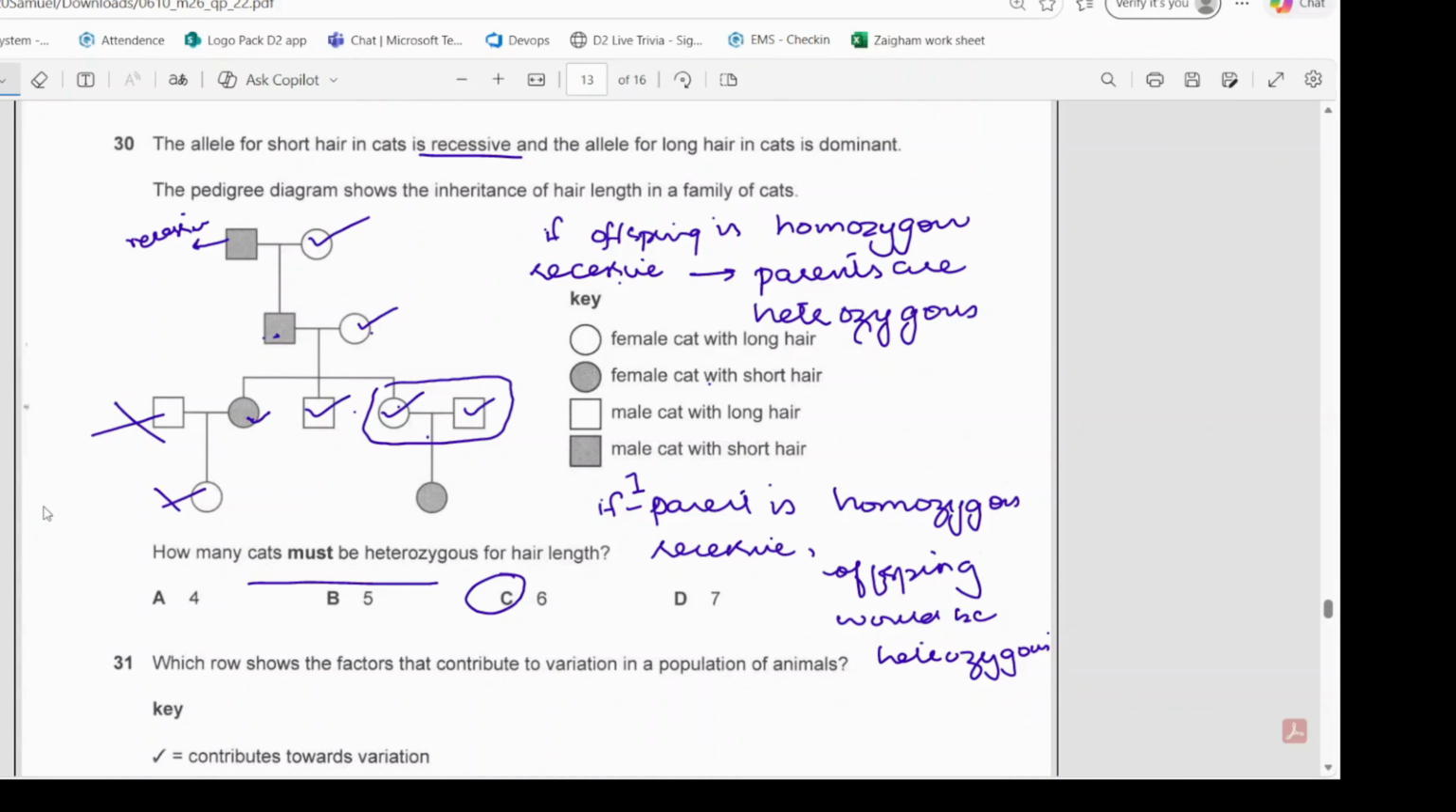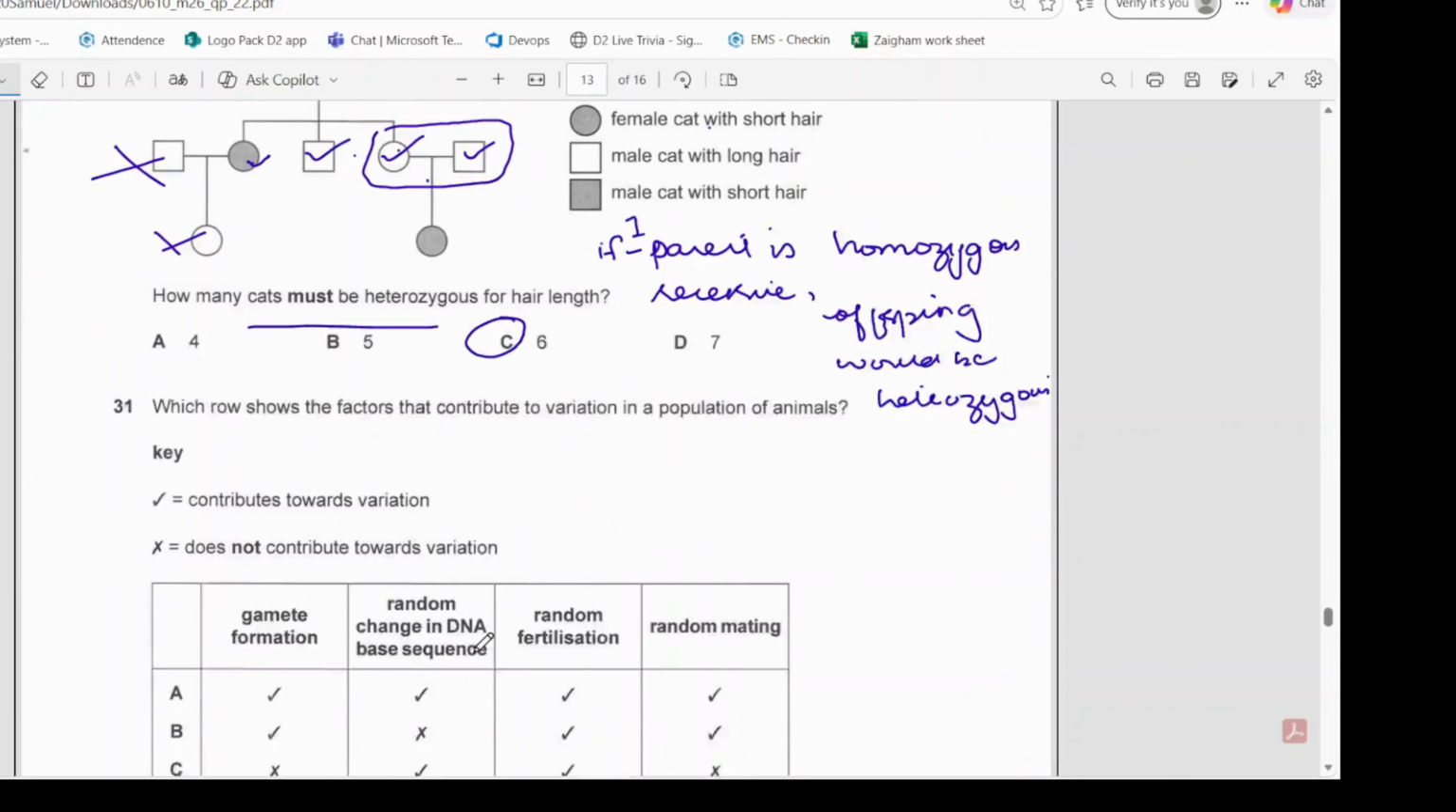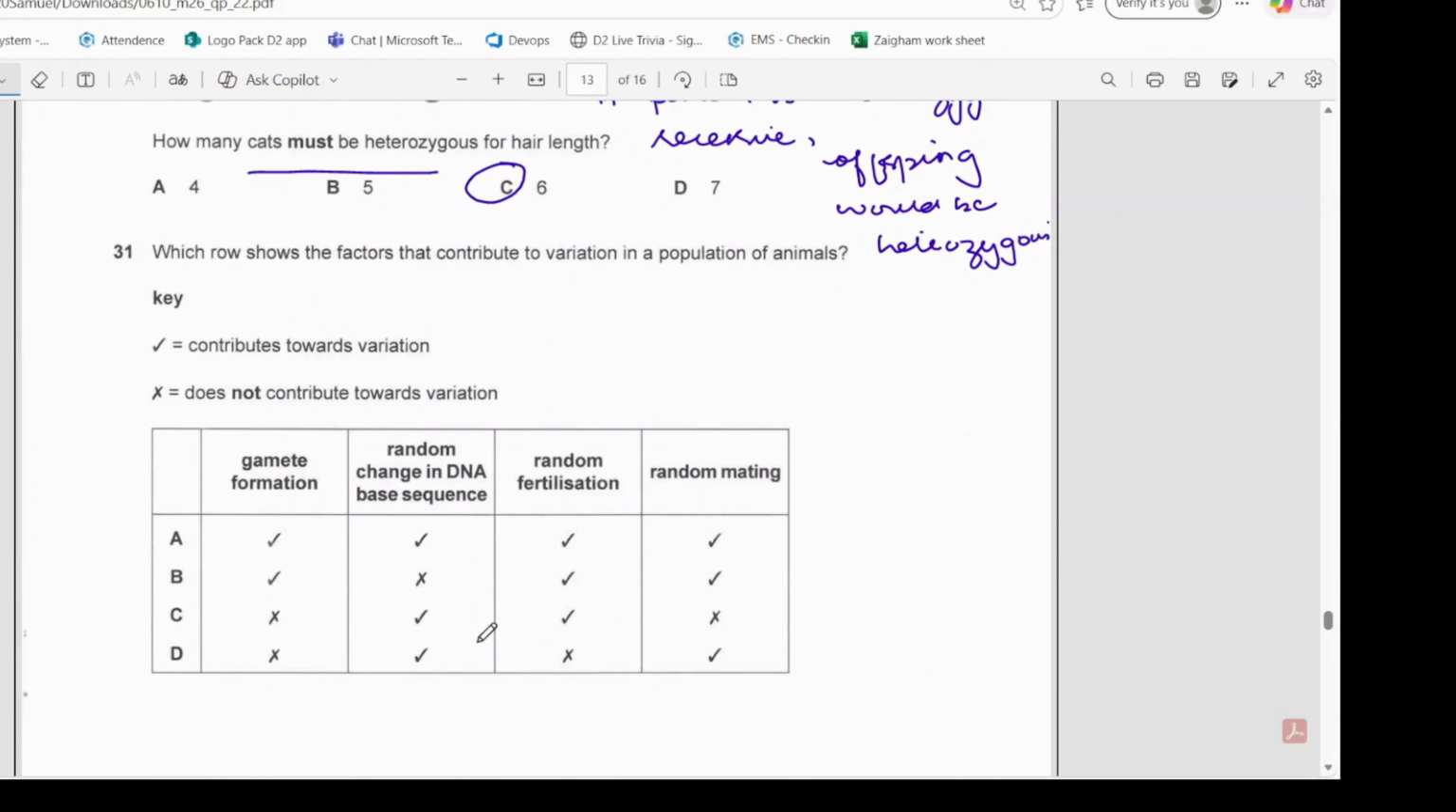Which row shows the factors that contribute to the variation in a population of animals? Gamete formation, yes. Random change in DNA base sequence, yes. Random fertilization, yes. Random mating, yes. So all are correct.